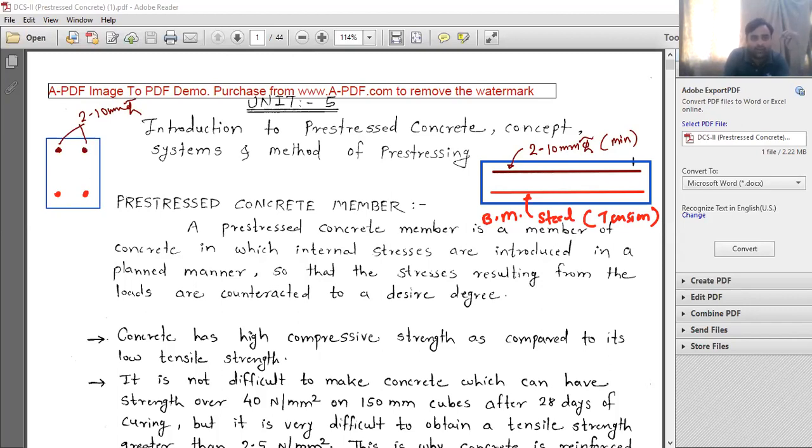And the bottom bars are designed for the bending moment. What we generally do is provide stirrups around this. The stirrup is provided to resist the shear. These are the stirrups.